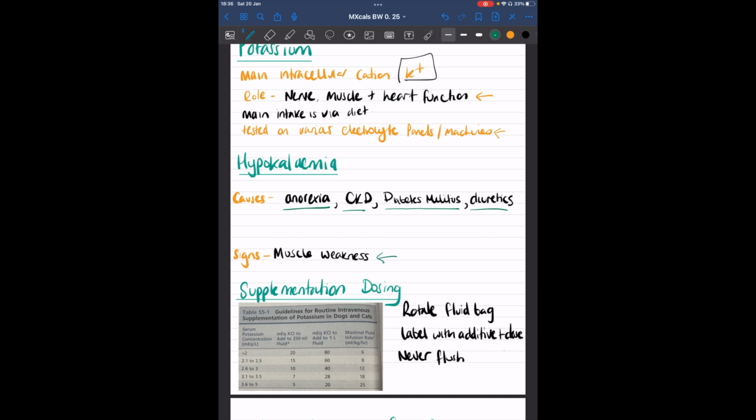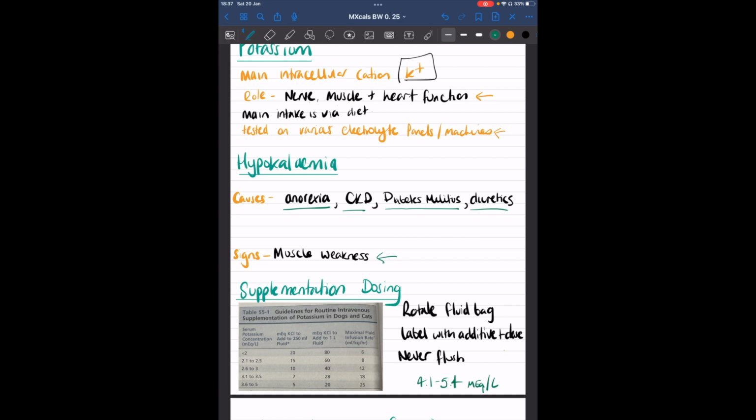So first of all, we have to look at what is normal. As with everything, there can be differences in textbooks, but generally I've gone with Cornell here, the University of Cornell, which is a pretty reliable source. In a dog, they would say 4.1 to 5.4 milliequivalents per litre. So we can then look at the dosage chart and see what we'd supplement for the amount of potassium in a patient's blood.